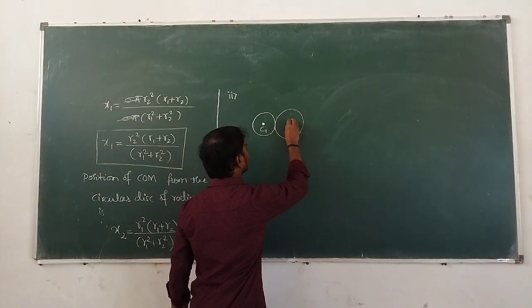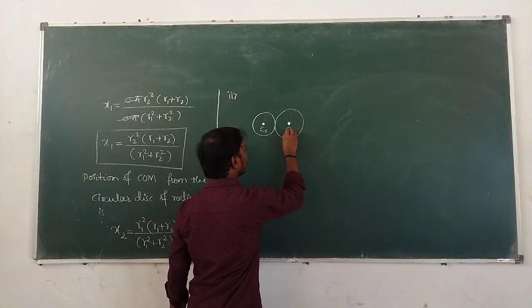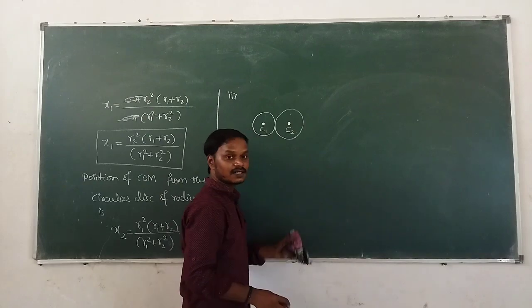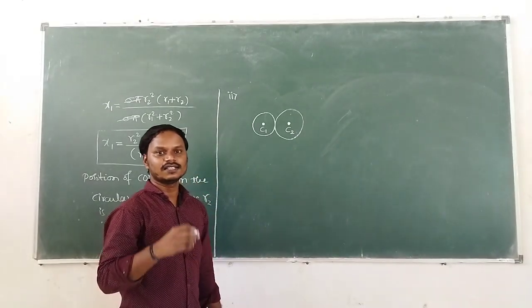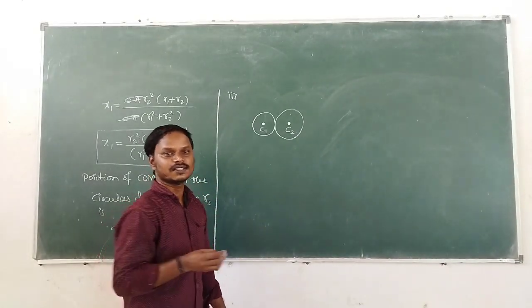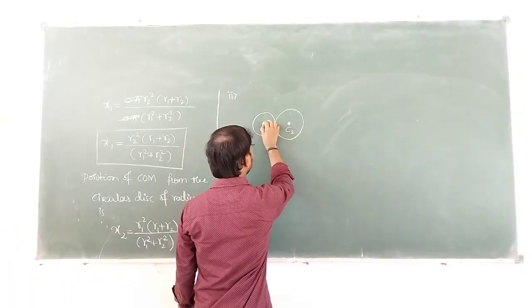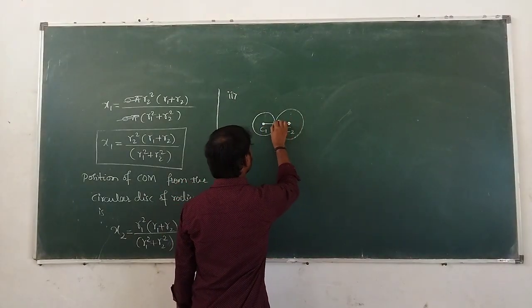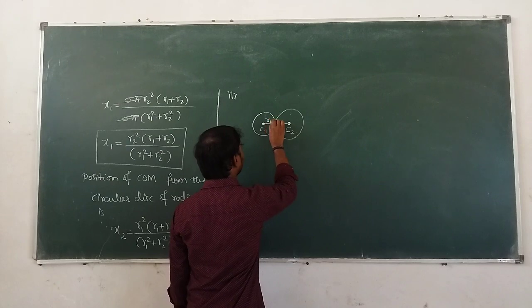The total mass of the second sphere is located at the geometric center of the second sphere, that is C2. Then the distance between them: the radius of the first sphere is r1 and the radius of the second sphere is r2.